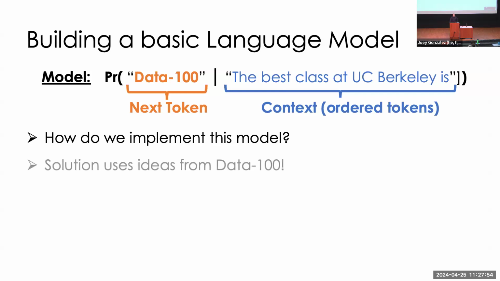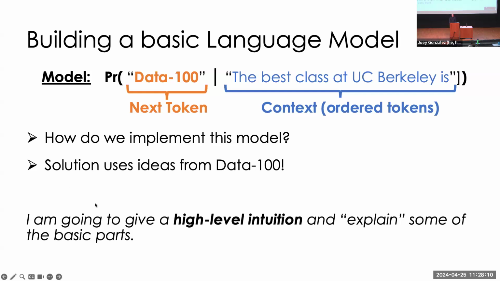How do we implement this model? We can use the techniques from Data 100. In fact, in this class, we've given you the fundamental building block of all of these systems and the process for using it. So I will show you that now. I'm going to try to give a high-level intuition, and I have a tendency to over-explain, so I'm going to explain a bit too much maybe, of the basic parts of the model itself. So how does it make these predictions?